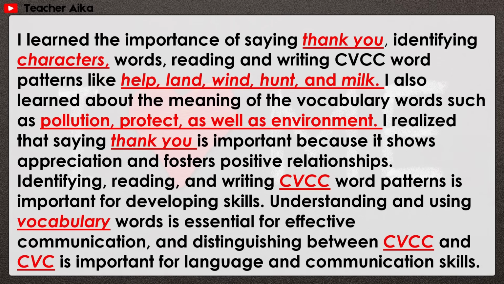Identifying, reading, and writing CVCC word patterns is important for developing skills. Understanding and using vocabulary words is essential for effective communication, and distinguishing between CVCC and CVC is important for language and communication skills.